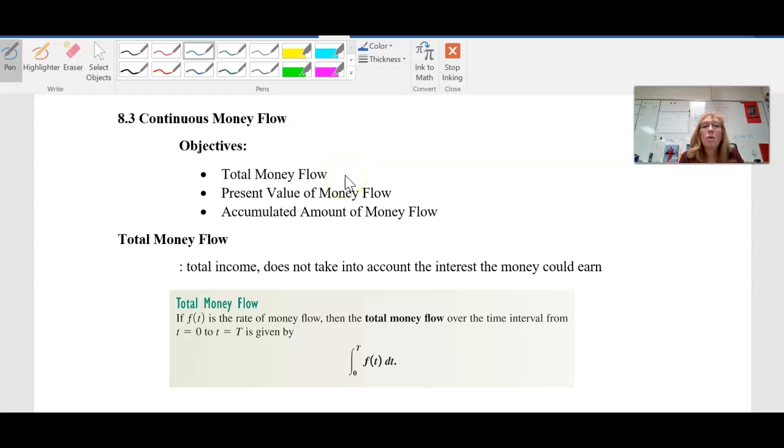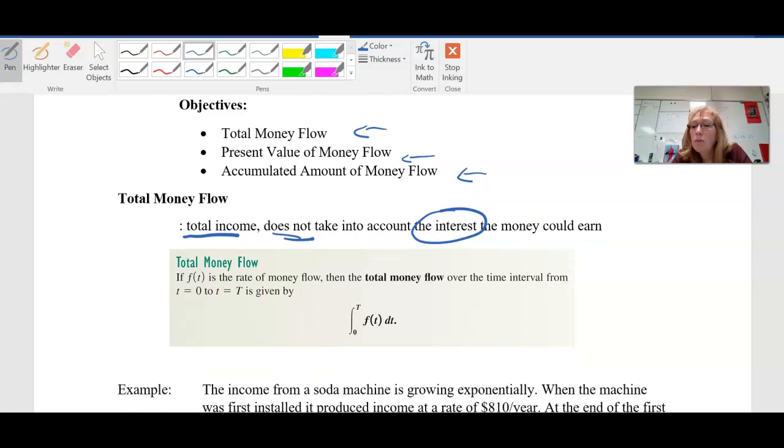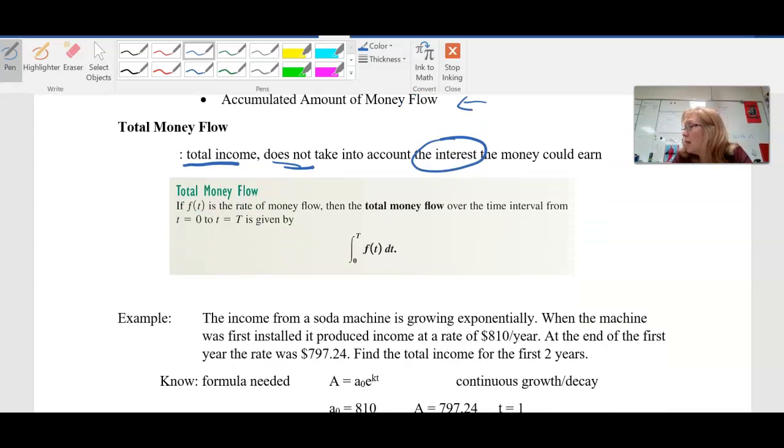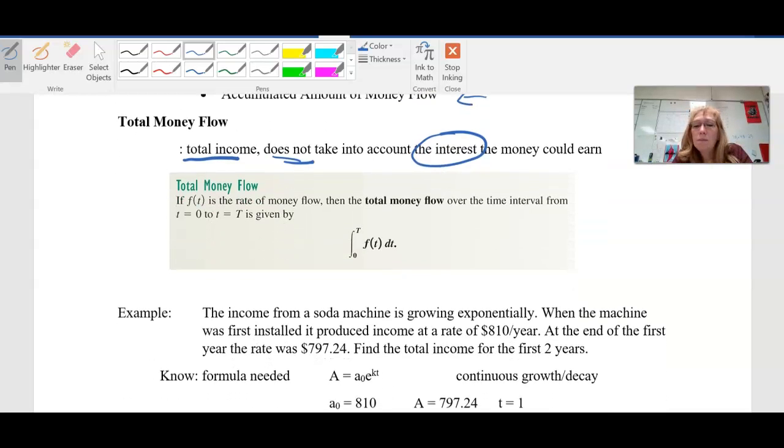Alright, first we'll start with total money flow, then we're going to go to present money flow, and then accumulated money flow is what we're all looking at. So total, present, accumulated. Total money flow, very important. Its total income does not take into account interest. So it's just literally how much money you are getting from 0 to t of your function.